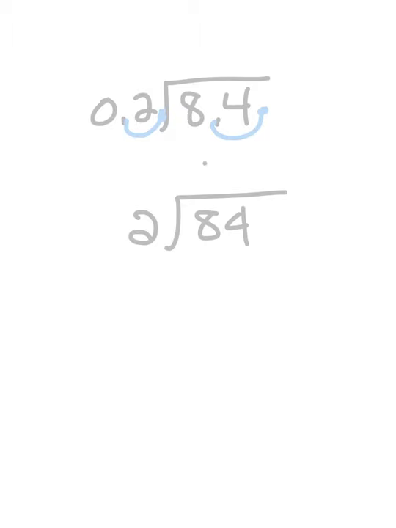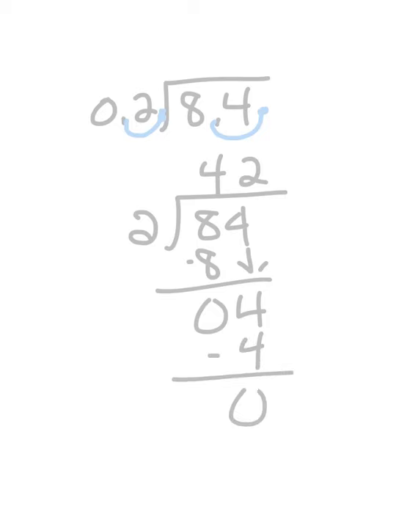2 goes into 8 4 times. 4 times 2 is 8. I subtract, compare, that's okay. So I bring down my 4. Sorry, that looks more like a 9. 2 goes into 4 2 times. I multiply. 2 times 2 is 4. Subtract, compare, that's okay. And so my answer is 42.